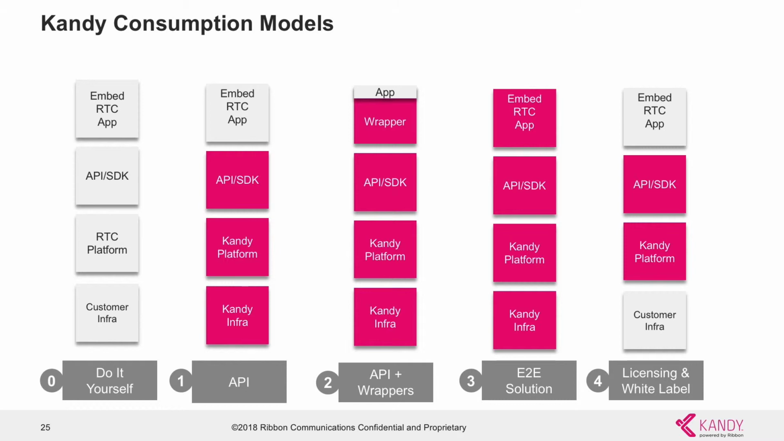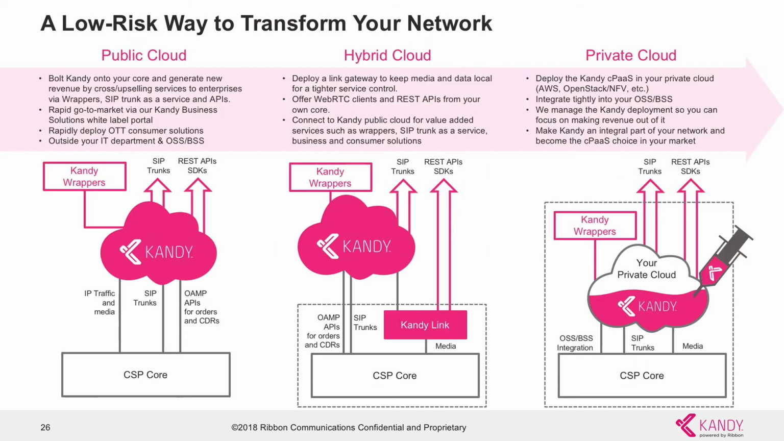And finally, the fourth model is a licensing and white label model. In this case, the customer owns the infrastructure with the virtualized platform, and Ribbon installs the Kandy platform within it. And then the customer can use those APIs and SDKs to create functionality into their own applications. And there can also be a hybrid model where we can still do number 4 and use wrappers on it. It would be like number 2, but instead of the Kandy infrastructure in the bottom, you could have the customer infrastructure. And those models are summarized here.